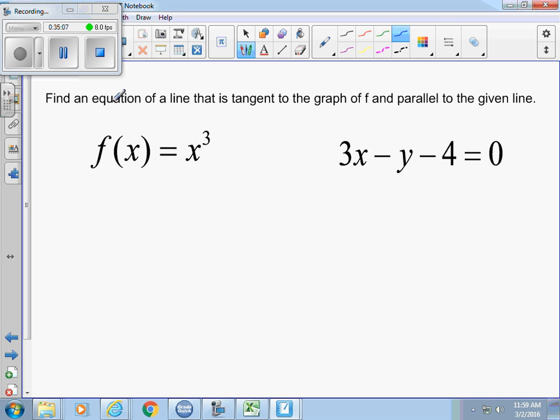All right. Quit talking. Find an equation of a line that is tangent to the graph of f and parallel to the given line.